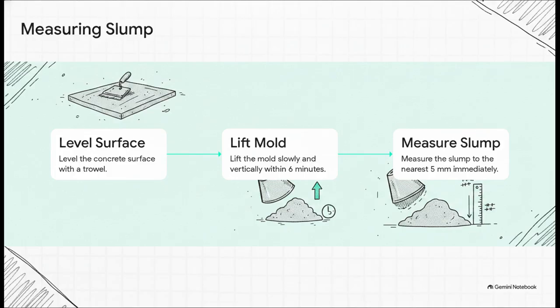Now here's where your basic statics principles come in for Step 5. You've got to lift the mold slowly and purely vertically, no twisting allowed. And you have to do this whole process within exactly 6 minutes of adding the mixing water so the concrete doesn't start setting up on you prematurely. Finally, Step 6, we immediately measure the difference between the top height of the mold and the highest point of that subsided concrete to the nearest 5 millimeters.